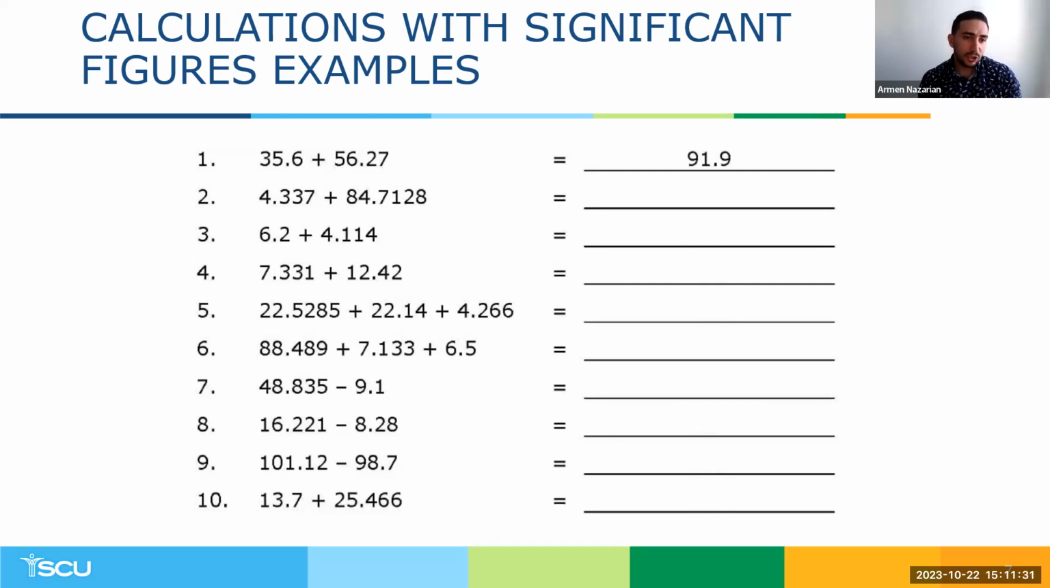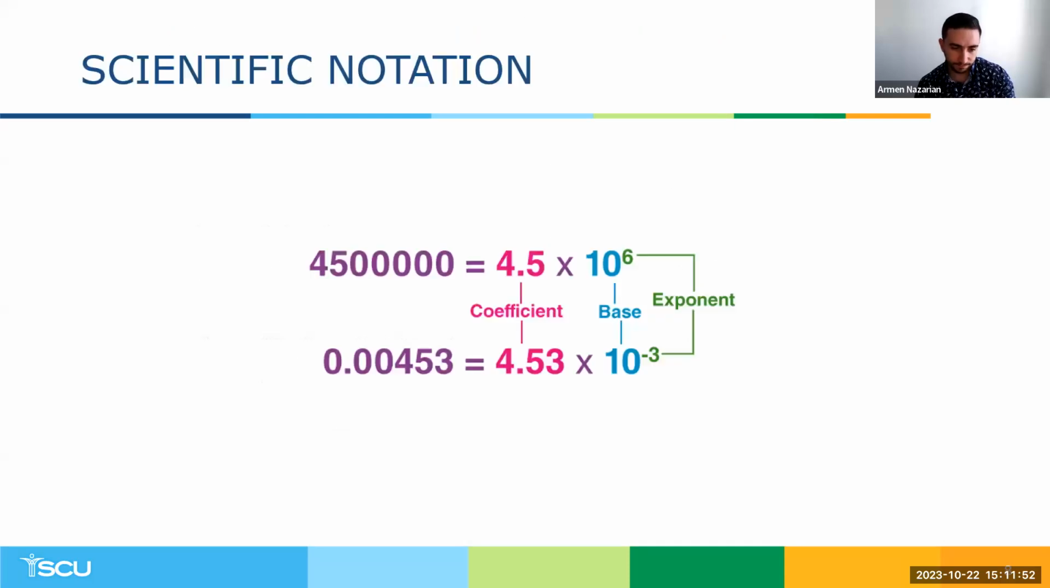Second one, again, it's addition. So the final response would have to have the least amount of digits to the right of the decimal point, which would be 3. Same with number 3. Number 4 would have 2. And so on and so forth.